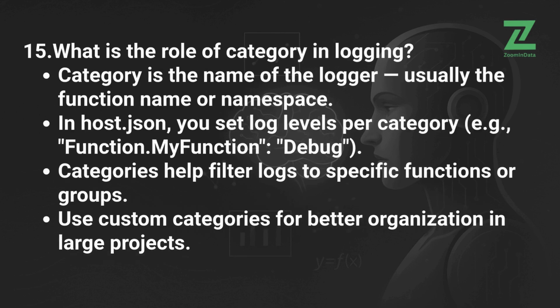What is the role of category in logging? Category is the name of the logger, usually the function name or namespace. In host.json, you set log levels per category. Example: Function.MyFunction, Debug. Categories help filter logs to specific functions or groups. Use custom categories for better organization in large projects.